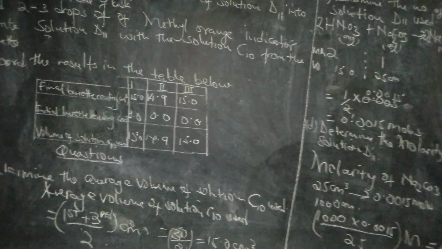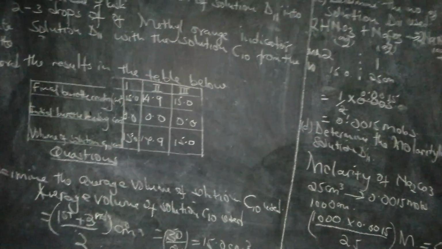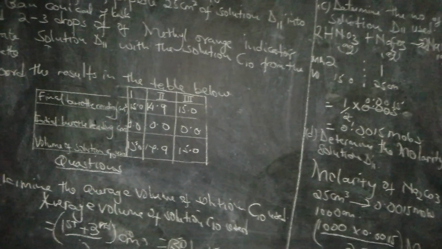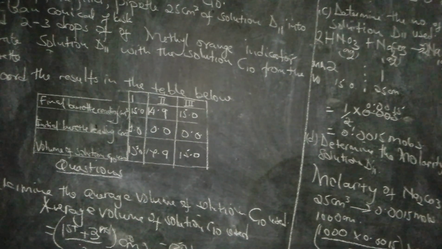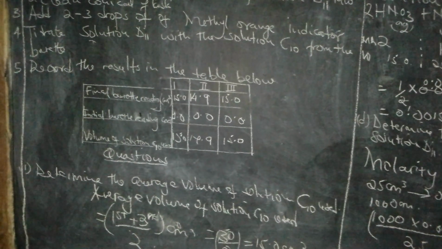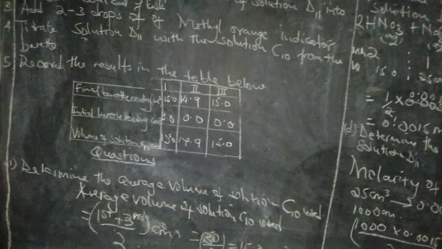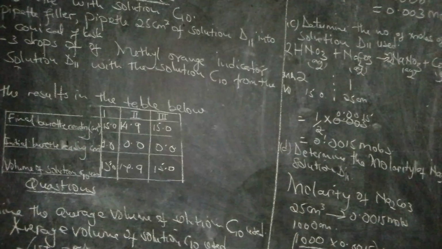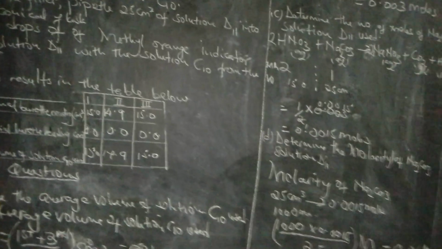Question A, we were supposed to determine the average volume of solution C10 used, which is equal to the first and the third titer divided by 2. I took the first and the third because they are the very accurate figures that I got in my results, which were 15 plus 15, giving me 30. Then I divided by 2 to give me 15.0 cubic centimeters.